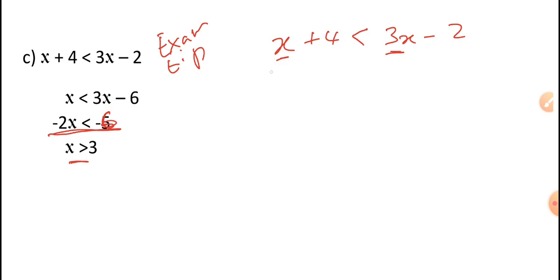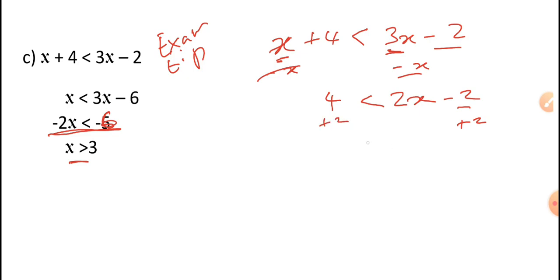To do that, I have to get rid of the x on the left hand side. So minus x here, minus x here. Now on the left hand side, the x and the minus x cancel out, leaving just plus 4, which is just 4. On the right hand side, I've got 3x take away x, which is 2x, and the minus 2 just copies down because we haven't done anything yet. Now, because I want just x on the right hand side, I'm going to get rid of the minus 2. So I'm going to add 2 to both sides. On the left hand side, 4 add 2 is 6, has to be less than 2x, because the minus 2 and the plus 2 just cancel out.